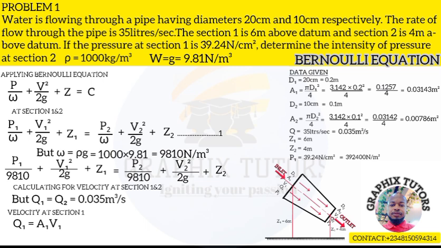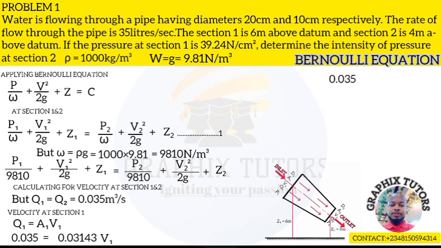So inputting into this formula, 0.035 is equal to the area at section 1, which is given as 0.03143 meter square, right? By the time you multiply by the velocity at section 1 and make V1 the subject of the formula, we'll say 0.035 divided by 0.03143 is equal to V1. So V1 will give us 1.114 meter per second. That is the velocity at section 1.